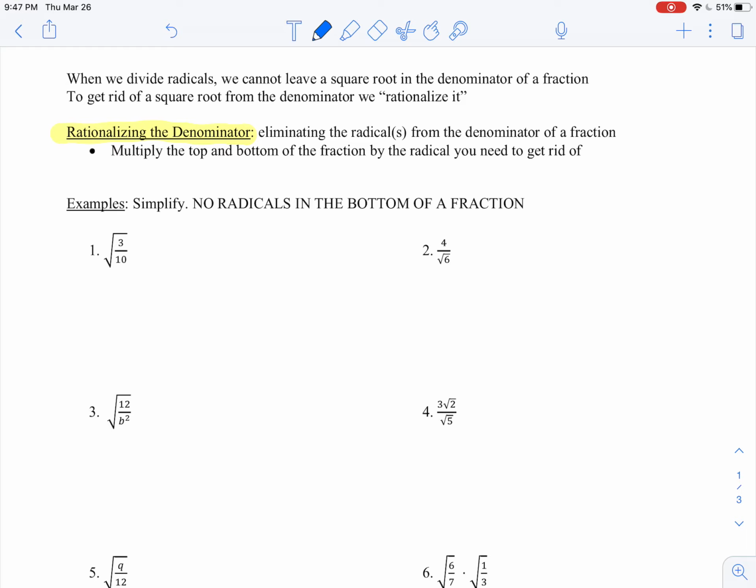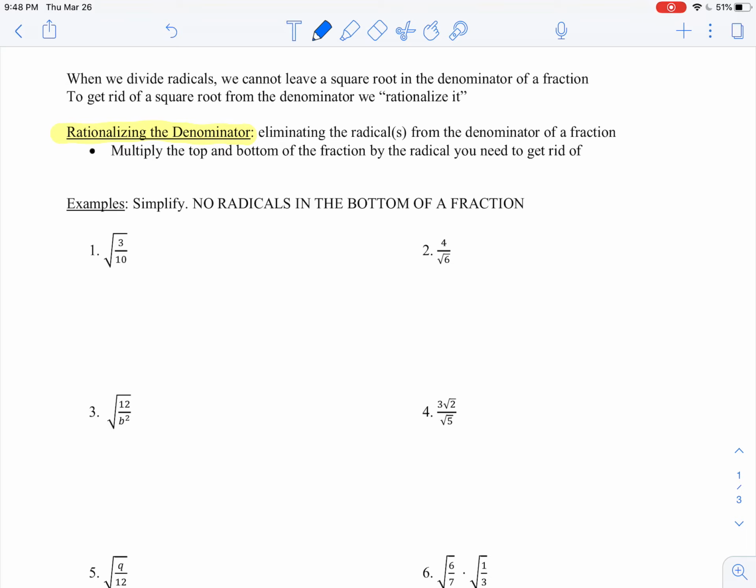And we're going to use the idea that to get rid of a radical, we can always multiply by the exact same square root to make that square root disappear. So when we simplify radicals that have a square root in the bottom, we're going to multiply both the top and the bottom of the fraction by the square root that we want to get rid of. To rationalize the denominator, we're going to multiply top and bottom of the fraction by the square root that we need to get rid of. So take a look at question number 1.